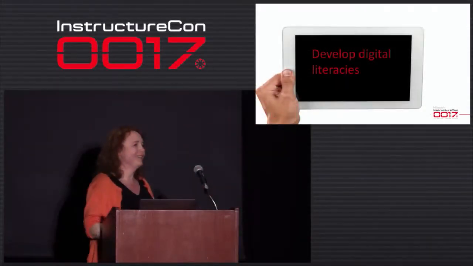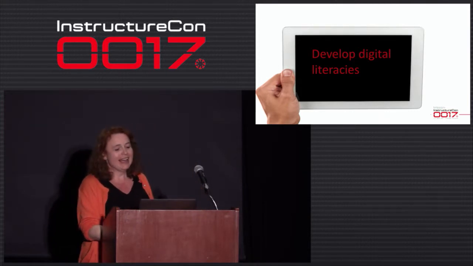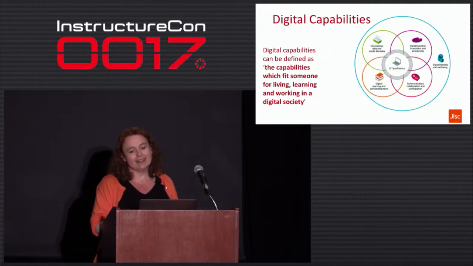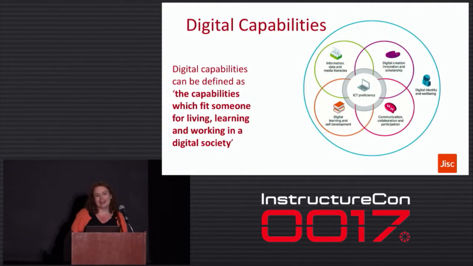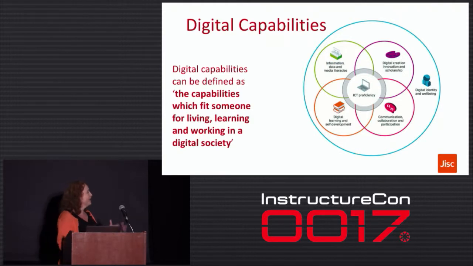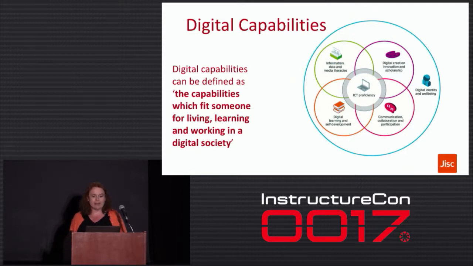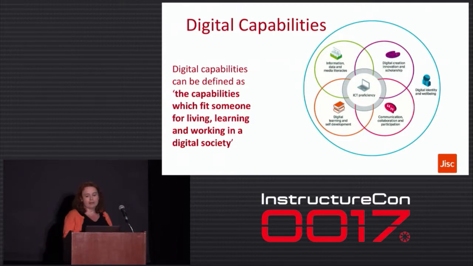Right, we're going to come back to talk a little bit more about that Facebook dilemma a bit later. One of the other areas I mentioned we were looking at was developing digital literacies. Terminology's changed a bit since we started the project, so in the UK it's now being referred to as digital capabilities, and we're working with JISC using their framework and definition, which is defined as the capabilities which fit someone for living, learning and working in a digital society. And they have a very detailed framework, which is fantastic. I'm not going to go into detail now, but it works really well for us.